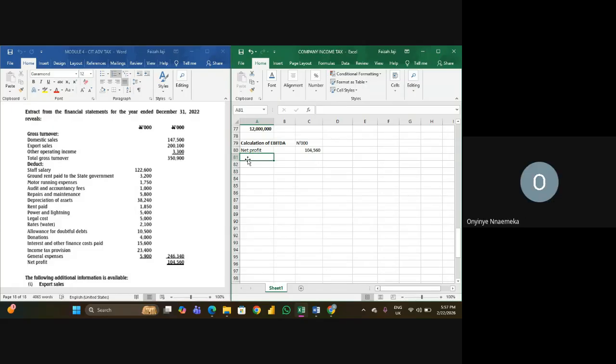Now, this net profit, you're assuming it is the profit after all of these things. Now I want to convert it to profit before interest, tax, depreciation, and amortization. Take a note.